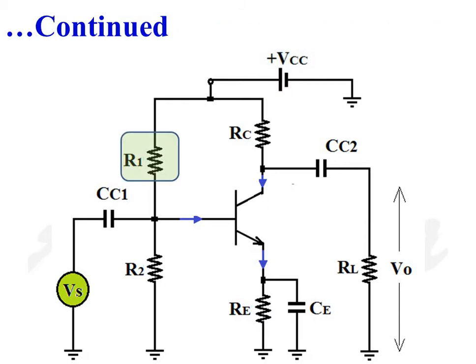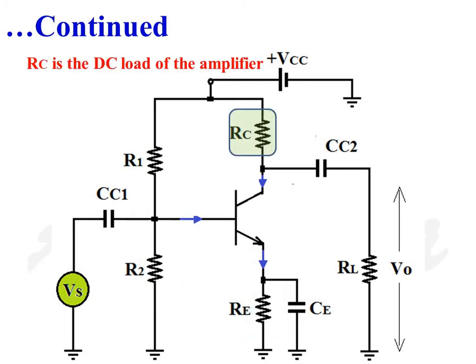There are resistors R1, R2 and Re. Resistance R1 and R2 provides voltage divider biasing and resistance Re provides stability against any variations in the device parameter like beta and leakage current. Resistance RC is the DC load of the amplifier through which DC current flows.